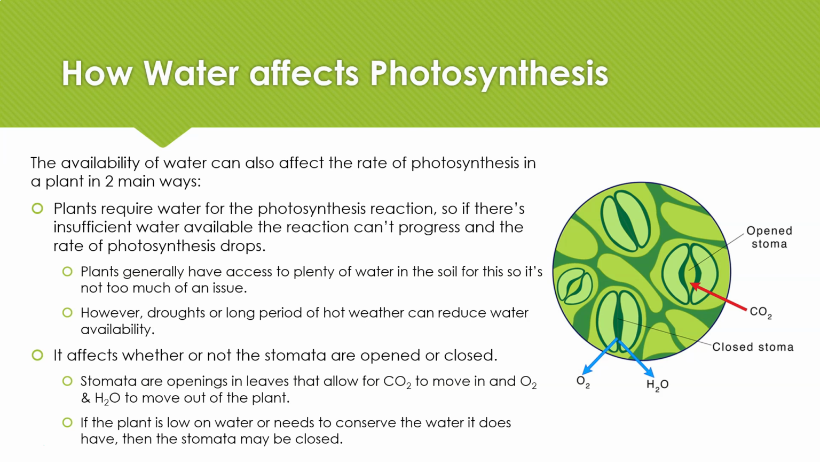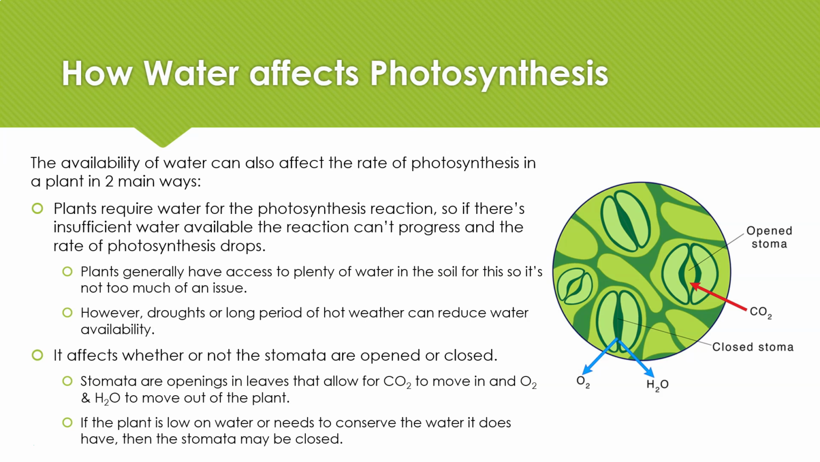What does happen is that the amount of water a plant has an impact on whether the stomata are open or closed. So the stomata, as you should remember, are openings in the leaves, little pores, little openings, and they're made by 2 guard cells, and the guard cells are next to each other.